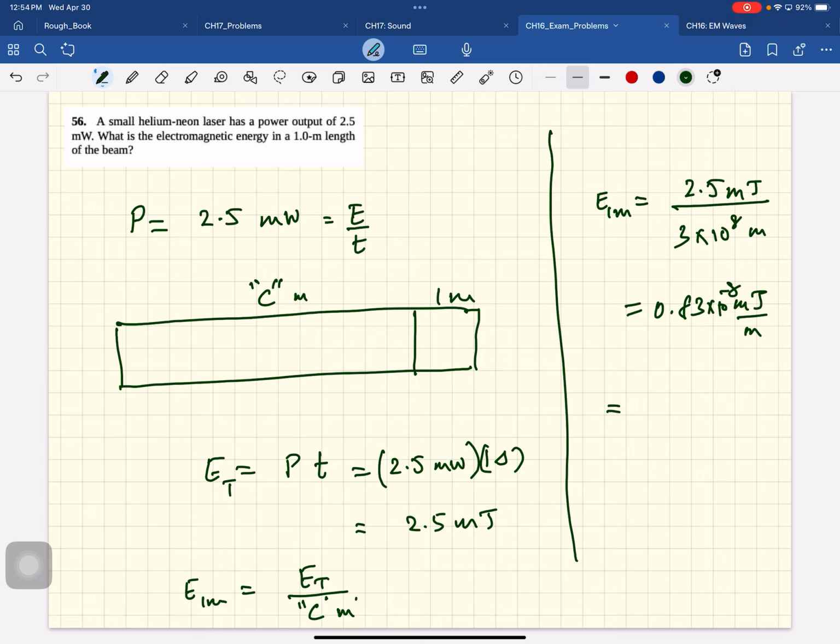Okay, so or 8.3 times 10 to the minus 12 joules per meter. That's the energy per meter of that beam.